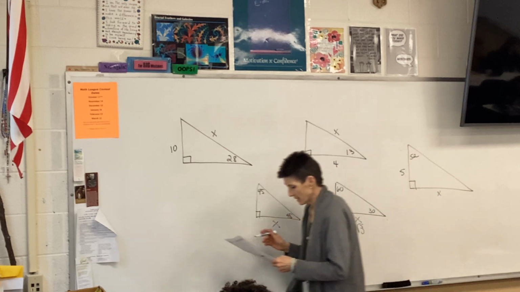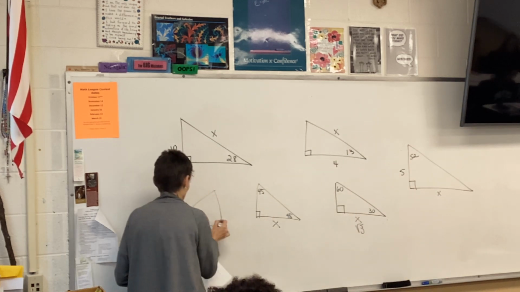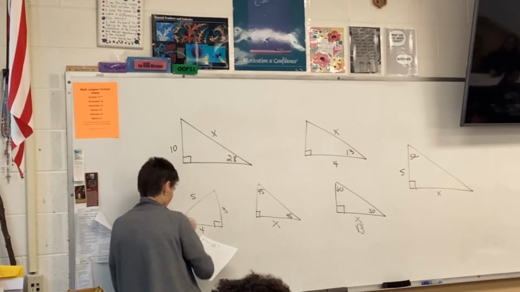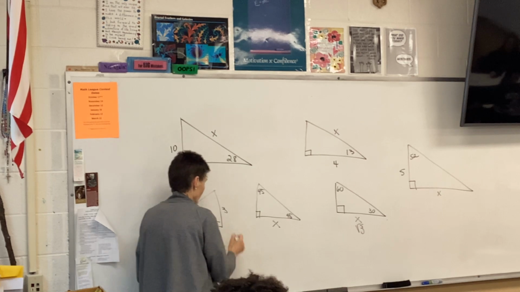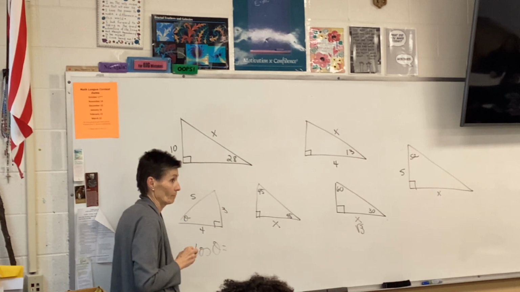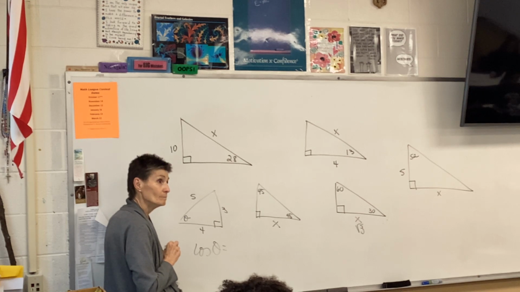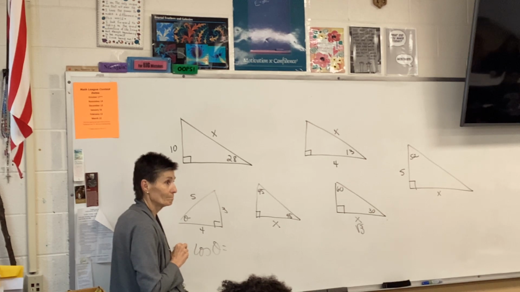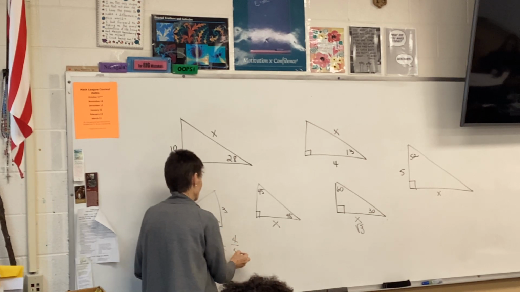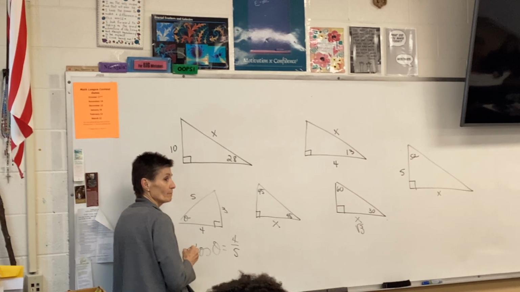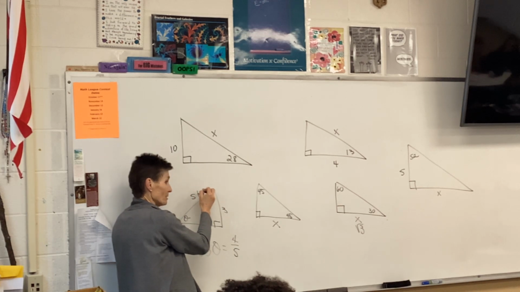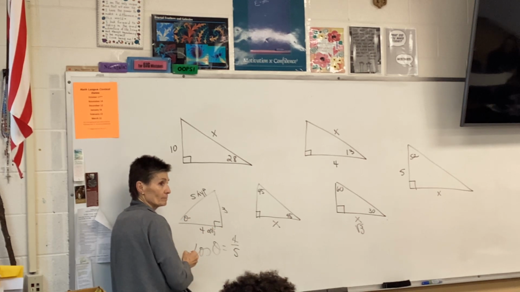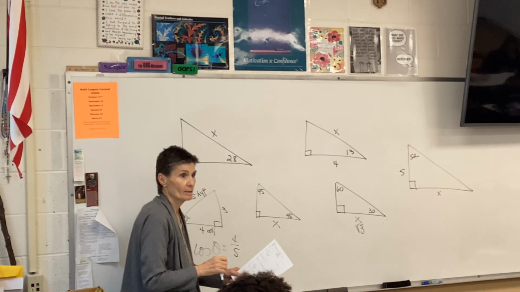In this triangle, what's the cosine of theta? Why is it 4 over 5? Because isn't this the hypotenuse? And here's theta, so this would be adjacent. Adjacent over hypotenuse, 4/5.